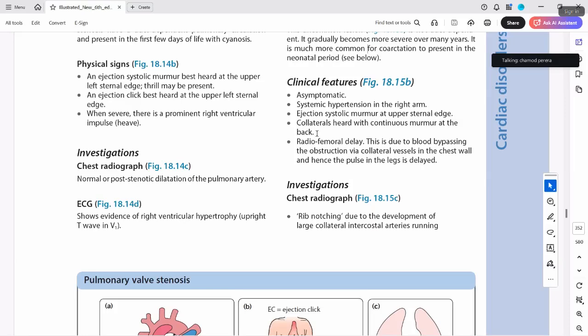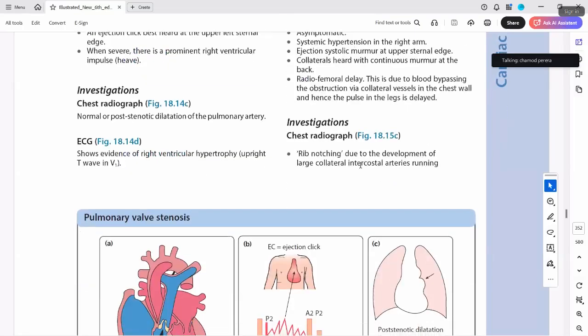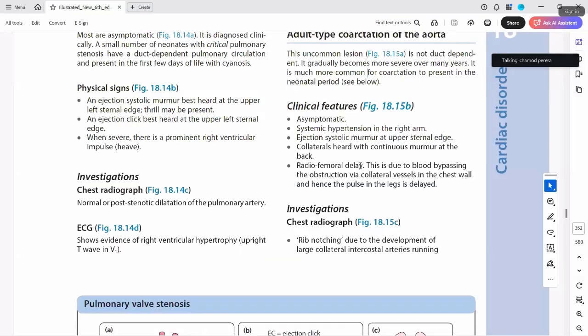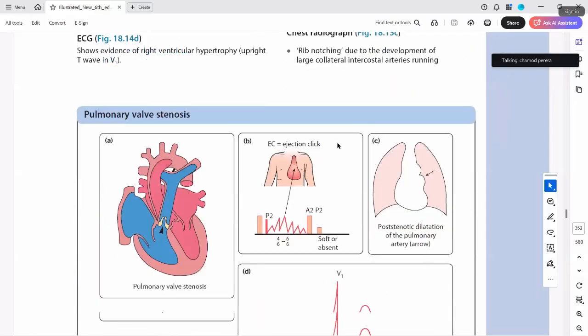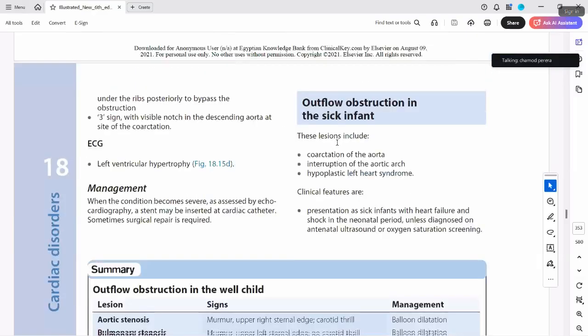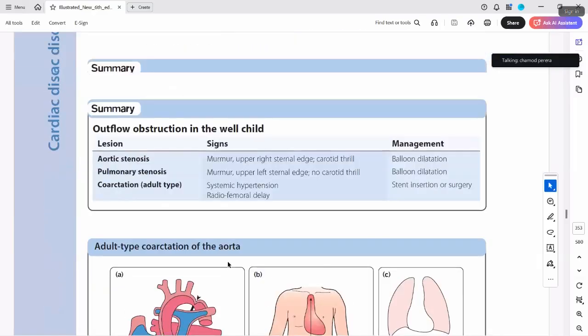Unless you are very familiar with continuous murmurs, you will not be able to hear the collaterals. But radiofemoral delay is the main important physical sign that you need to pay attention to in these patients with adult type coarctation of aorta. On chest X-ray, you will see the rib notching. I don't have a chest X-ray showing rib notching.